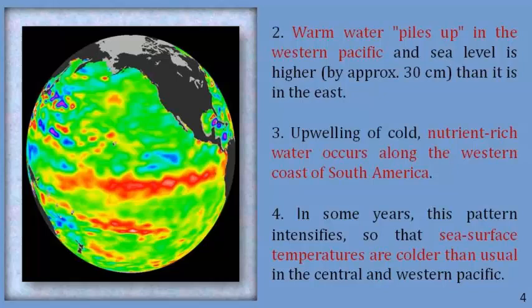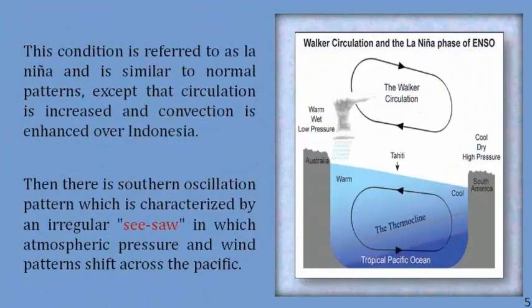4. In some years, this pattern intensifies so that sea surface temperatures are colder than usual in the central and western Pacific. This condition is referred to as La Nina and is similar to normal patterns except that circulation is increased and convection is enhanced over Indonesia.